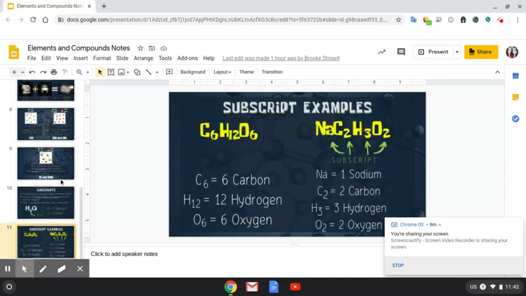And let's end it with an example. So our subscript examples, this is saying that there's 6 carbon. The 12 is saying that there's 12 hydrogen atoms. And the 6 is saying that there's 6 oxygen atoms. All right, let's look at this one. Sodium, Na, does not have a number. That means it has 1 sodium. Our carbon has 2 atoms. Our hydrogen has 3, and our oxygen has 2.